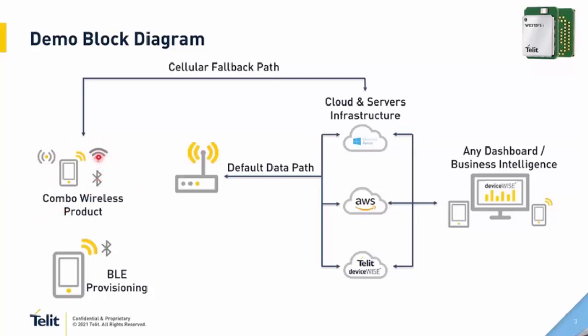Wi-Fi is used as the default communication path. Whatever data we have, we want to upload using Wi-Fi. We use the BLE interface just to provision this product to connect to a wireless access point. And the cellular technology can be used as a backup communication path, just to upload the same data over the cellular interface.